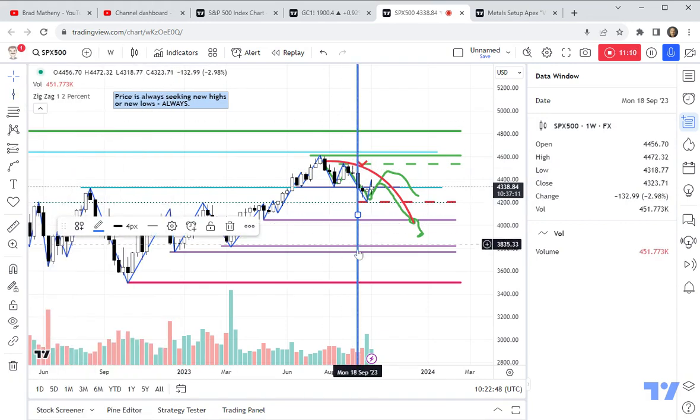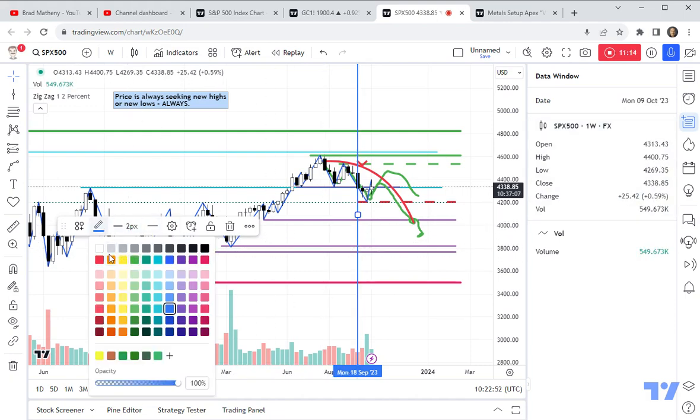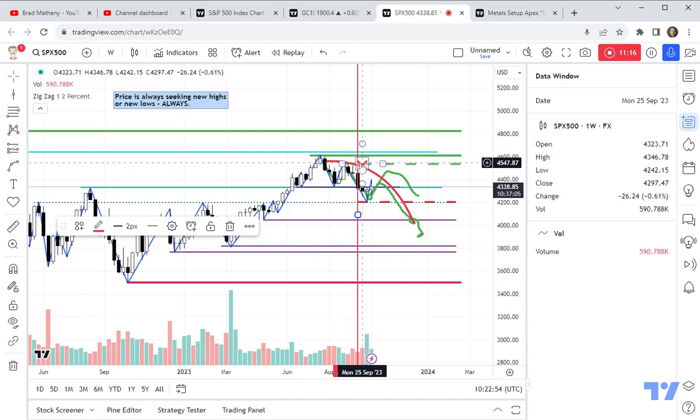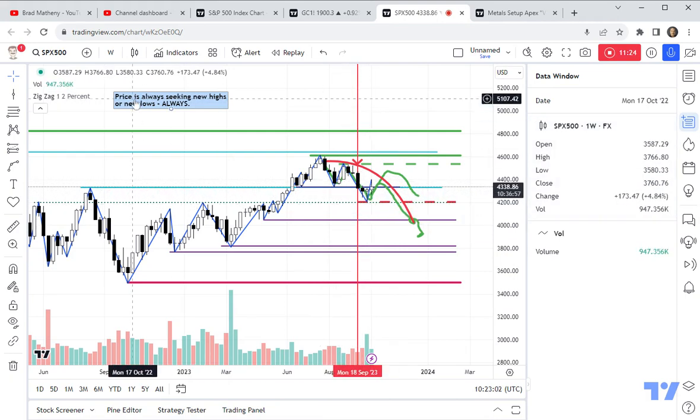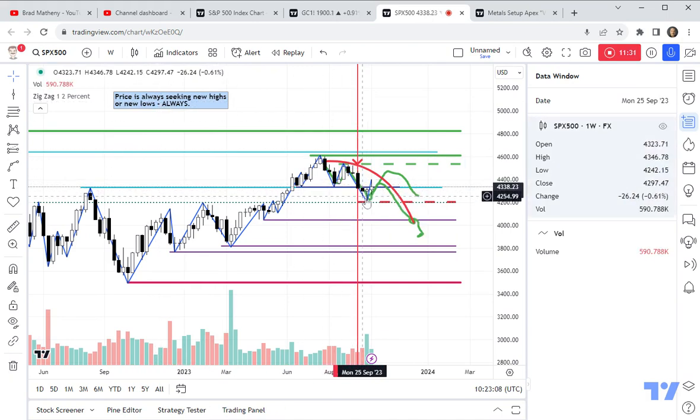And this tells us now that we have a breakdown to the downside right there on the next bar. We would be getting short and we would be expecting the market to continue downward. Now, price is always seeking new highs or new lows. It sought out a new low right here. So this was a new low.